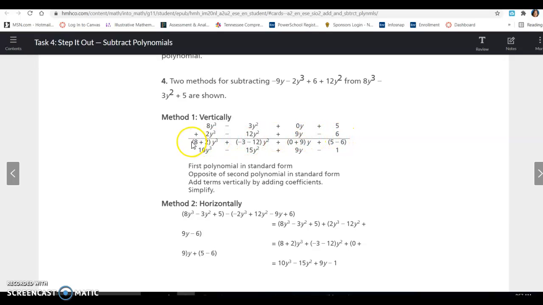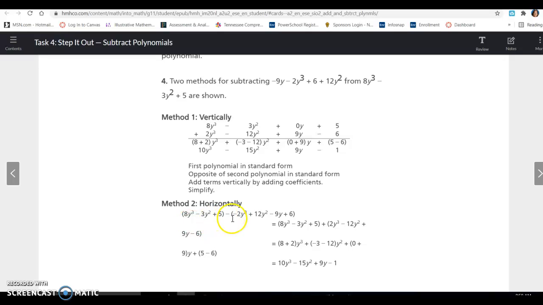So that's a good way to look at subtracting polynomials. It's probably the easiest way that you don't lose the sign. Go ahead and change the signs in the beginning so you can just add. So we've got 8 plus 2 is 10. Negative 3 minus 12 is negative 15. 0 and 9 is 9. And 5 minus 6 is negative 1.